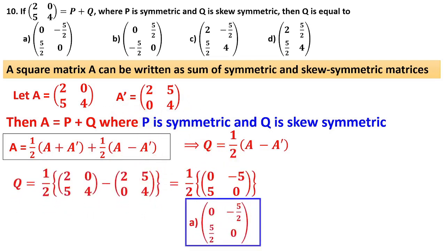I'm simply substituting. Therefore, I got 0, minus 5 by 2, 5 by 2 and 0. Check out. This is a skew symmetric matrix. All of you know what do you mean by skew symmetric. Its transpose is equal to minus of that.